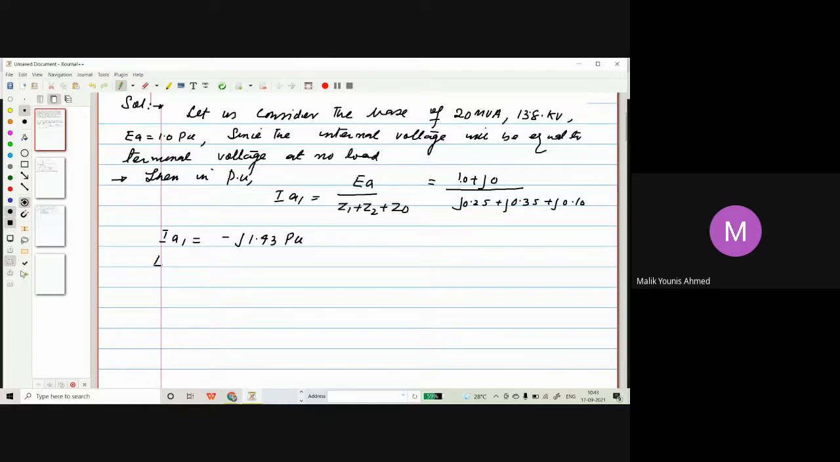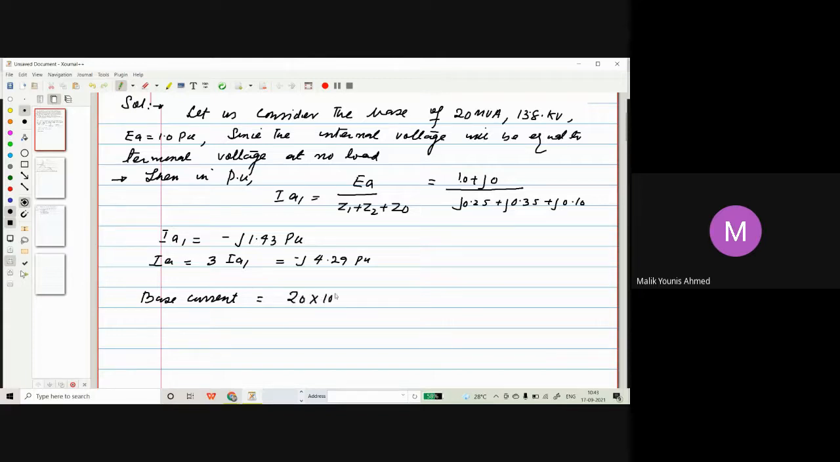So in line to ground fault, we know that all the sequence currents are the same. So IA will be 3IA1. So that will be equal to minus J4.29, but in per unit. Now, base values we have chosen, we'll find the base current. Last time I showed the formula, or you can do it like this. This is one and the same thing.